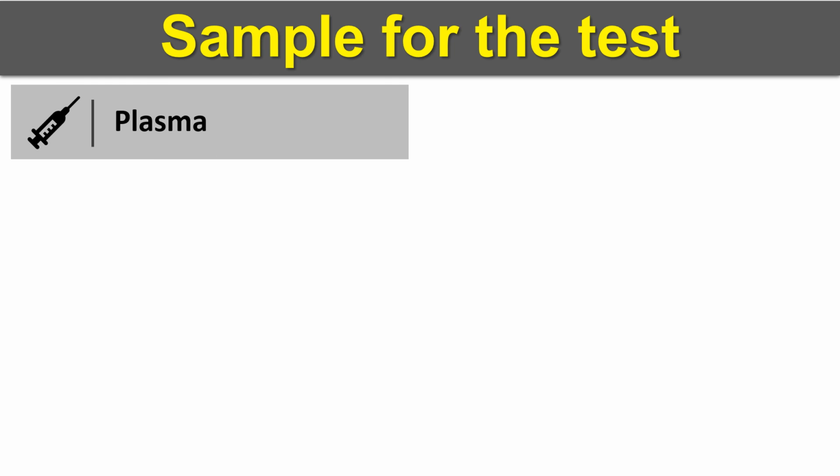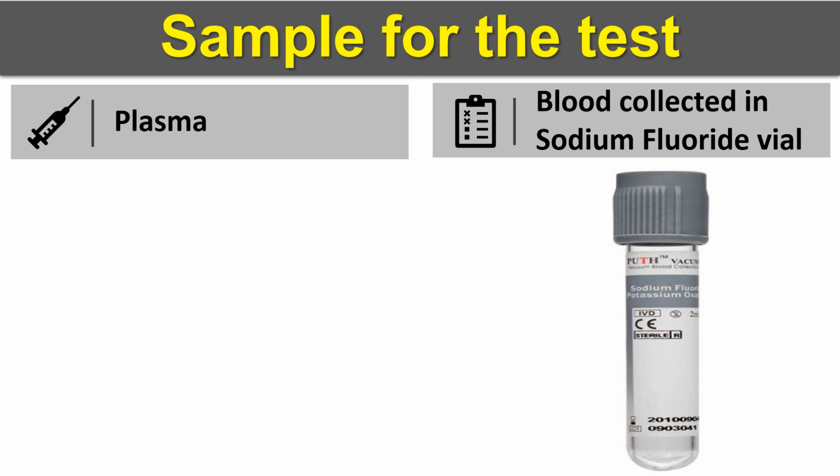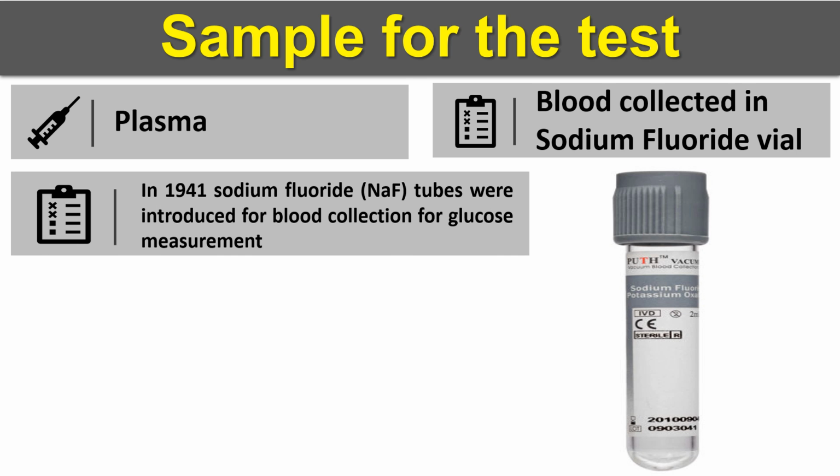Now let us see the procedure for this test. First, the sample. For this test we require a blood sample. We can measure in complete blood also, but preferably we take the plasma. For the plasma, the blood is collected into a sodium fluoride vial. Why this sodium fluoride vial? Sodium fluoride has been used since the 1940s. It started in 1941, when sodium fluoride tubes were introduced for blood collection for glucose measurement.